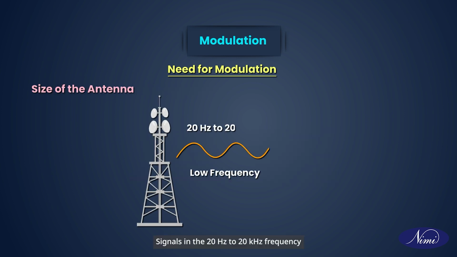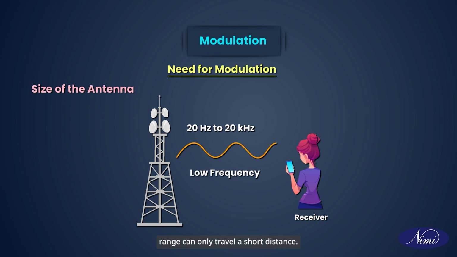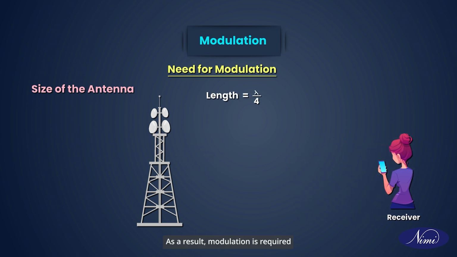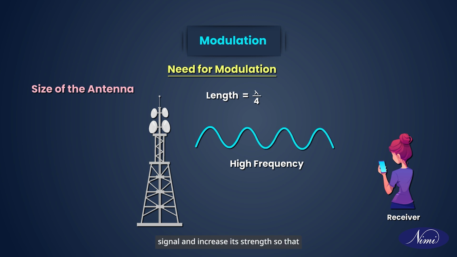Size of the antenna. Signals in the 20 Hz to 20 kHz frequency range can only travel a short distance. The length of the antenna used to send the message signal should be 1/4 of the frequency used. As a result, modulation is required to raise the frequency of the message signal and increase its strength so that it can reach the receiver.